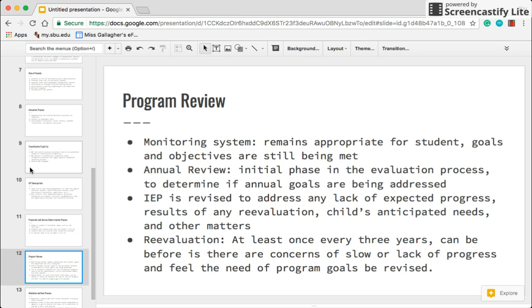The reevaluation is a little bit different than the annual review. This is something that happens at least once every 3 years. It can happen before the 3 years if there are any concerns of slow or lack of progress and feel the need of program goals to be revised. So the parent could request an early reevaluation, or even any of the teachers that are working with the student.